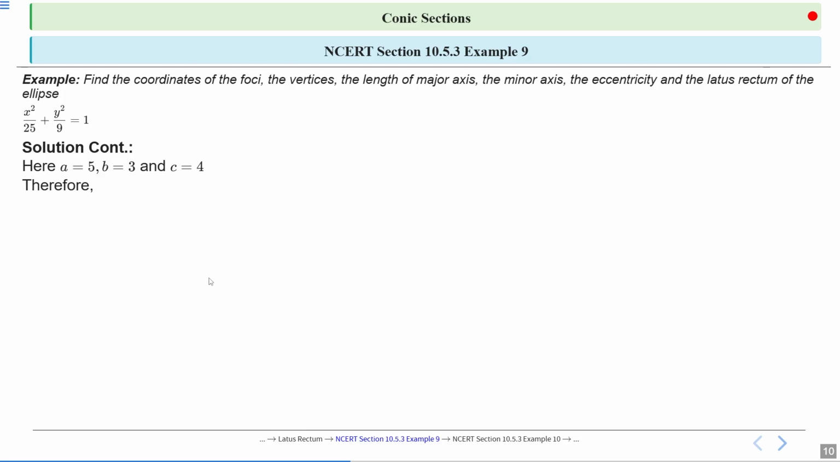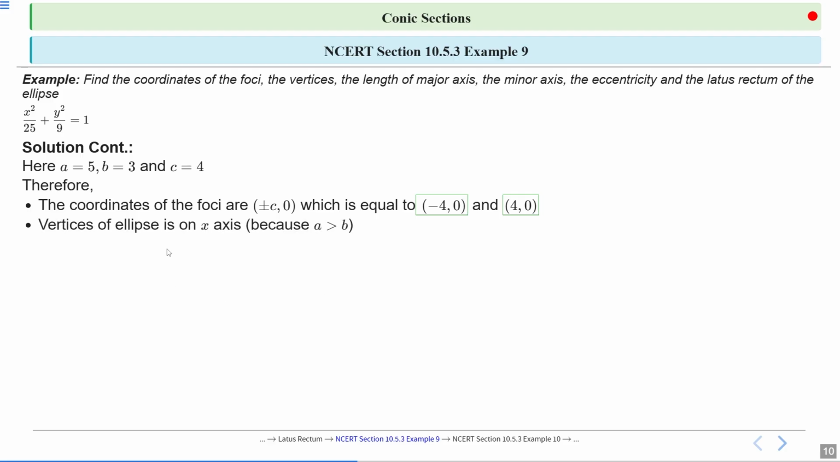So therefore the coordinates of the foci are plus minus c comma 0, and we obtained here the value of c is 4. So just put here the value of c is 4, and then we obtain the coordinates of the foci are minus 4 comma 0 and 4 comma 0. So these 2 points are the coordinates of the foci.